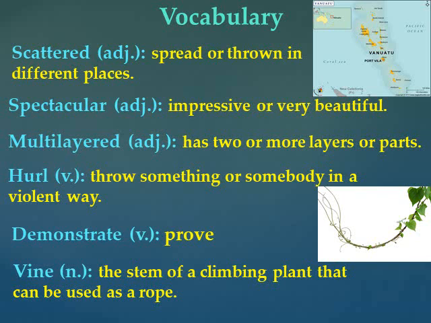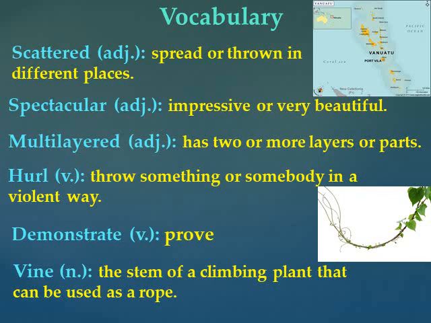And we have here the vocabulary like we talked about. You can take a quick look at them. I'm gonna read them very quickly with you. Like we talked about, scatter is spread or thrown in different places in an unorganized way. And then we have spectacular, this means impressive or very beautiful. And then we have multi-layered, this has 2 or more layers or parts, just like we talked about the wedding cake. And hurl themselves, to throw something or somebody in a violent way. So he's trying to jump out of a tower. And demonstrate here, this is to prove.